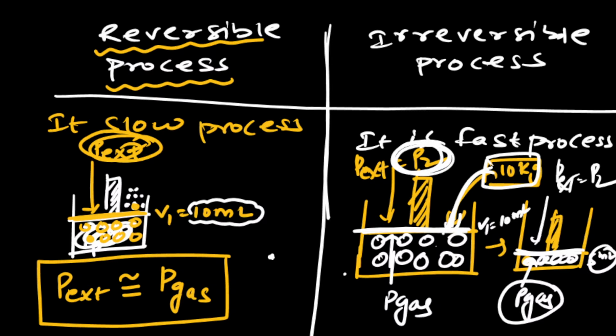Until the external pressure and the internal gas pressure become equal, our system keeps changing the volume. Means the system has changed, compressed or expanded, against the constant external pressure. The very key point you have to remember for the reversible process and the irreversible process is this: in the reversible process, P external will be equal to P gas.